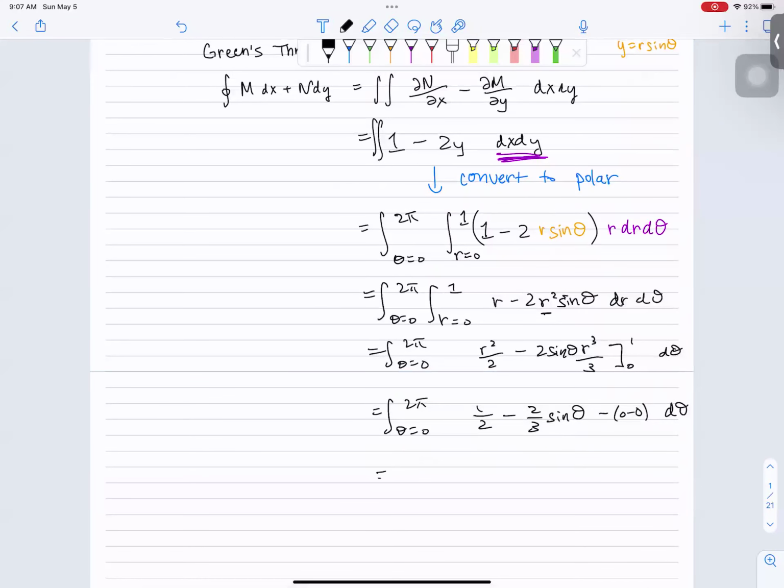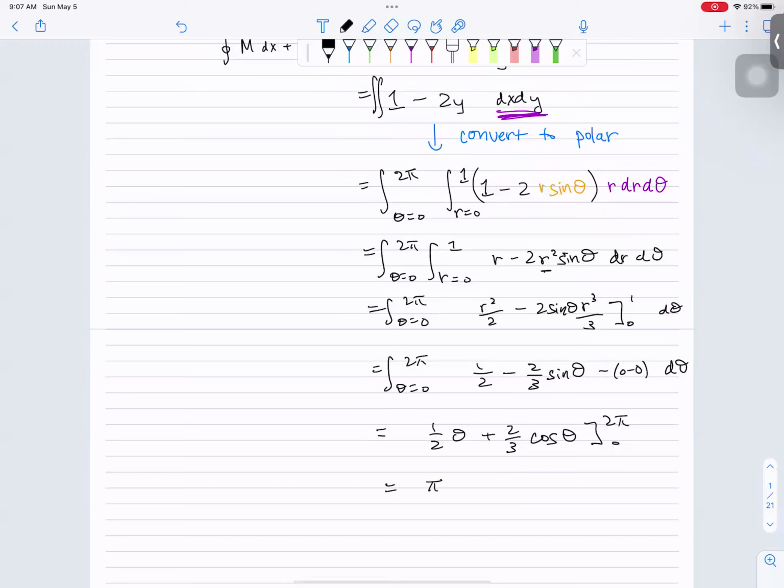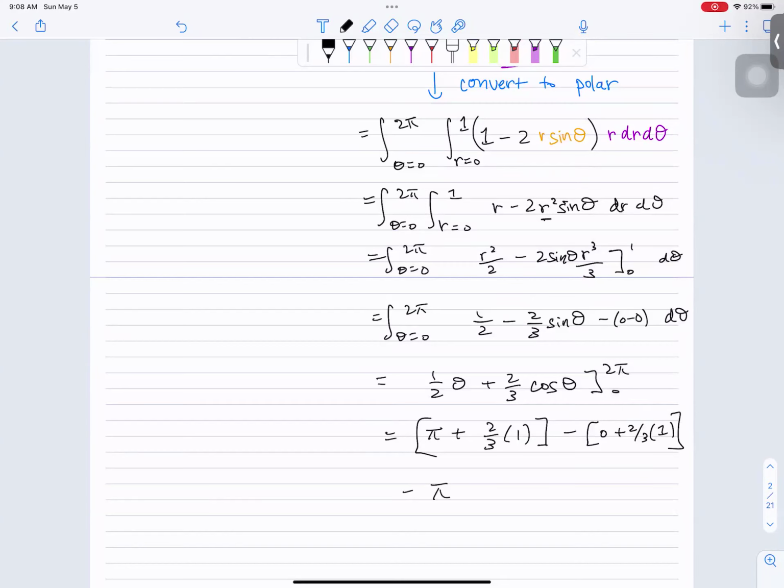Now I can integrate with respect to theta. I get 1/2 theta. The integral of sine is negative cosine, or I mean the integral of negative sine is cosine, so plus 2/3 cosine theta, from 0 to 2 pi. I plug in 2 pi, I get pi plus 2/3 times cosine of 2 pi, which is 1. Then minus what happens when I plug in 0: 0 plus 2/3 times cosine of 0, which is 1 again. So in total, I get pi. The 2/3 minus 2/3 cancels out.